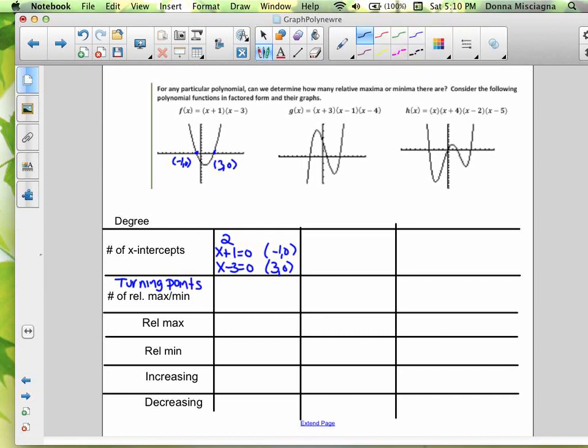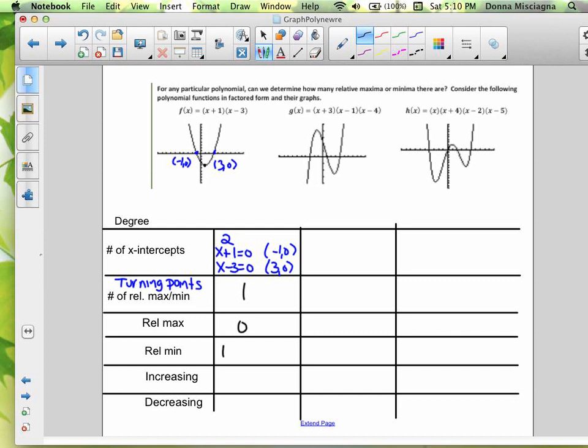Number of turning points. There is 1 turning point, right there. 1 place where we change directions. So there is 1 turning point. There are no relative maximums, because notice that that is not the high point in the region. Our graph is decreasing and then increasing. That is a relative minimum. We have 1 relative minimum.